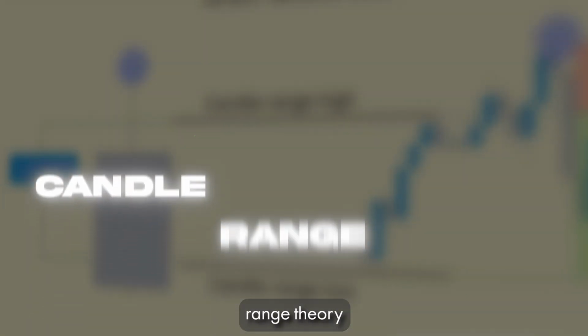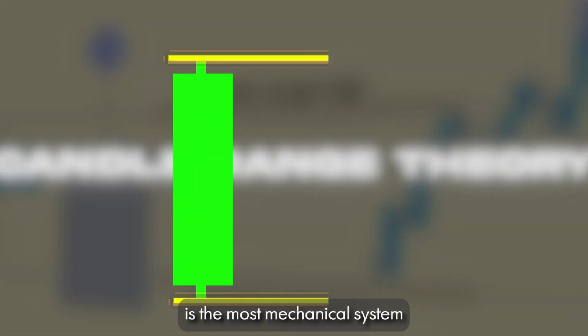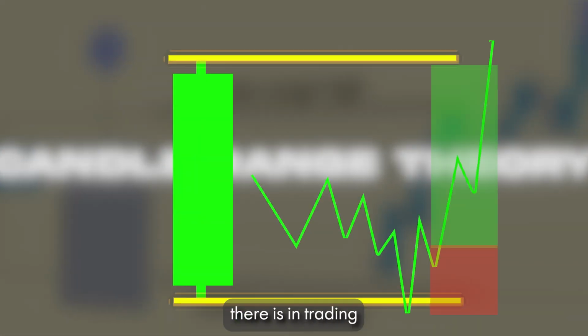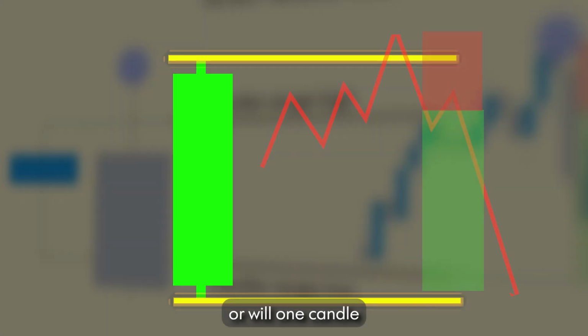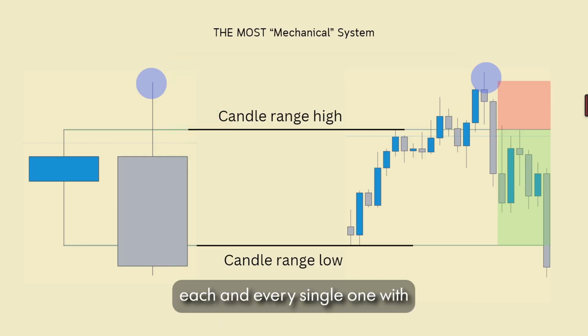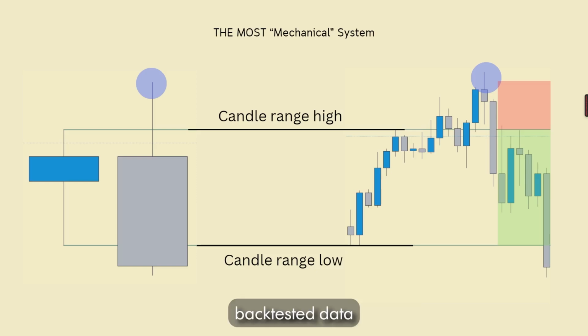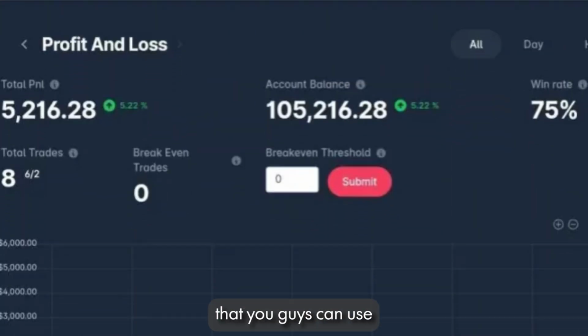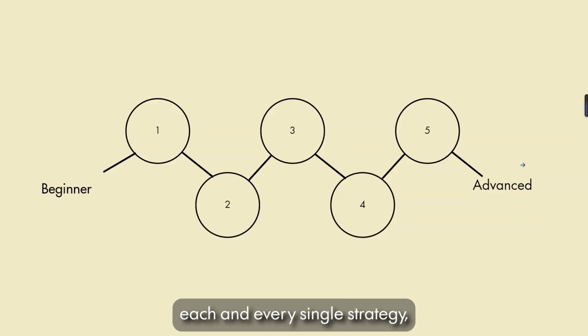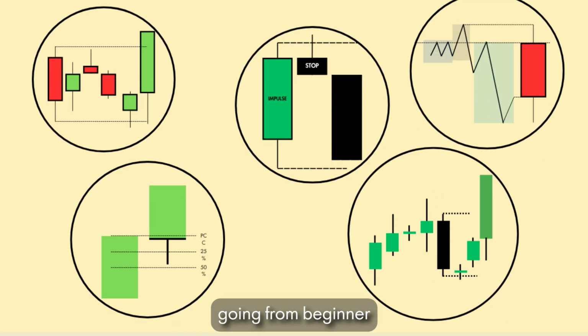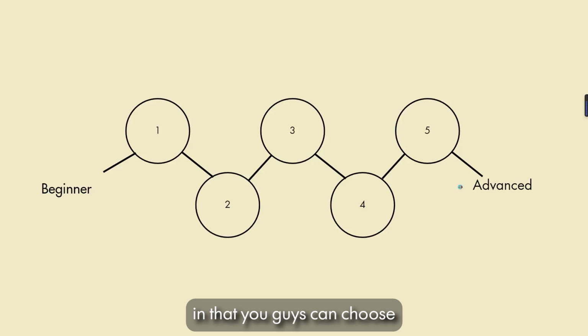The candle range theory is the most mechanical system there is in trading because it is objectively based off of one candle, and I'll be explaining each and every single one with backtested data that you guys can use and apply to your trading days. Now I'm going to be showing you guys each and every single strategy going from beginner all the way to advanced, and then you guys can choose which one fits your trading personality the best.